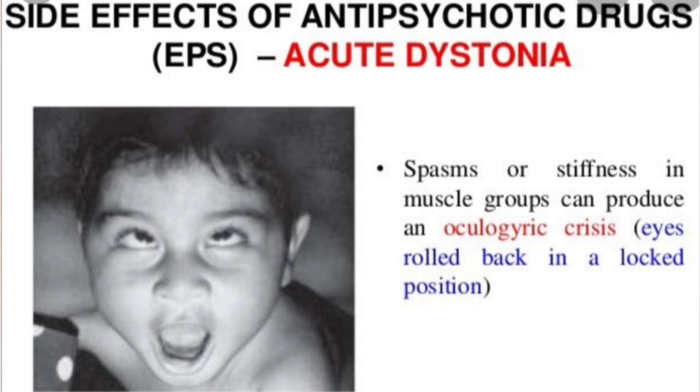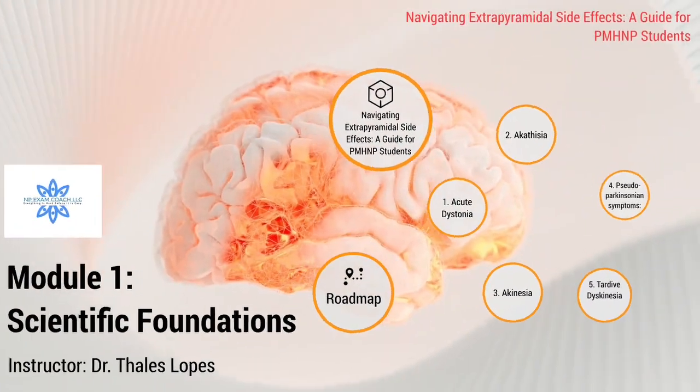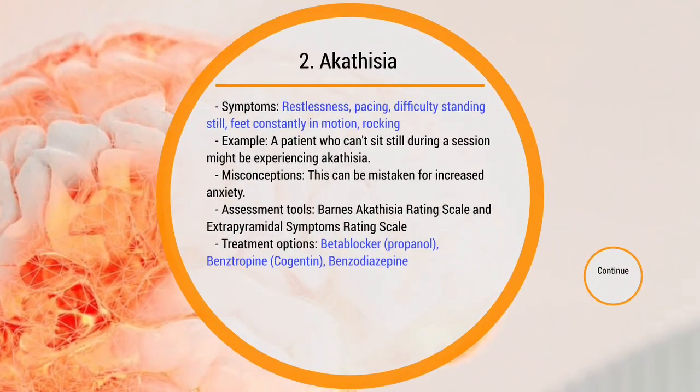So here is what acute dystonia looks like, oculogyric crisis. The eyes are rolled back in a locked position. See, the mouth is open. So that is acute dystonia in a nutshell. And you give benztropine or Cogentin, which is the same thing.